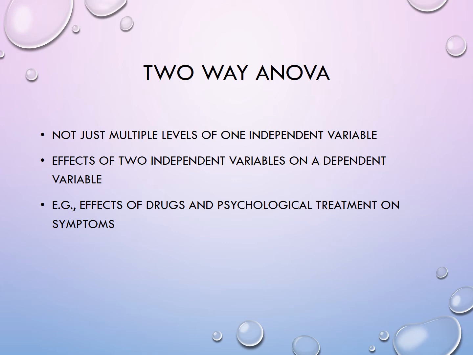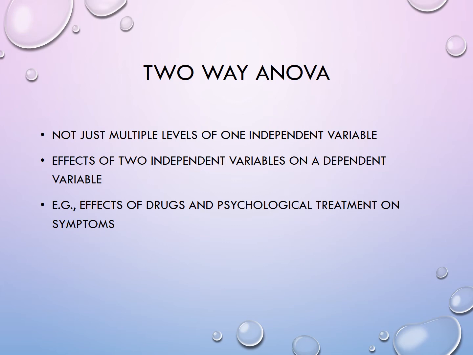So drugs would be one independent variable, and it might have multiple levels, like Prozac and Paxil and no drug, right? So that would be 3 levels of drug. And then psychological treatment is a totally different variable, and it's going to have its own levels too. Like we're going to give some people CBT, and we're going to give some people emotion-focused therapy, and some people no therapy at all, right?